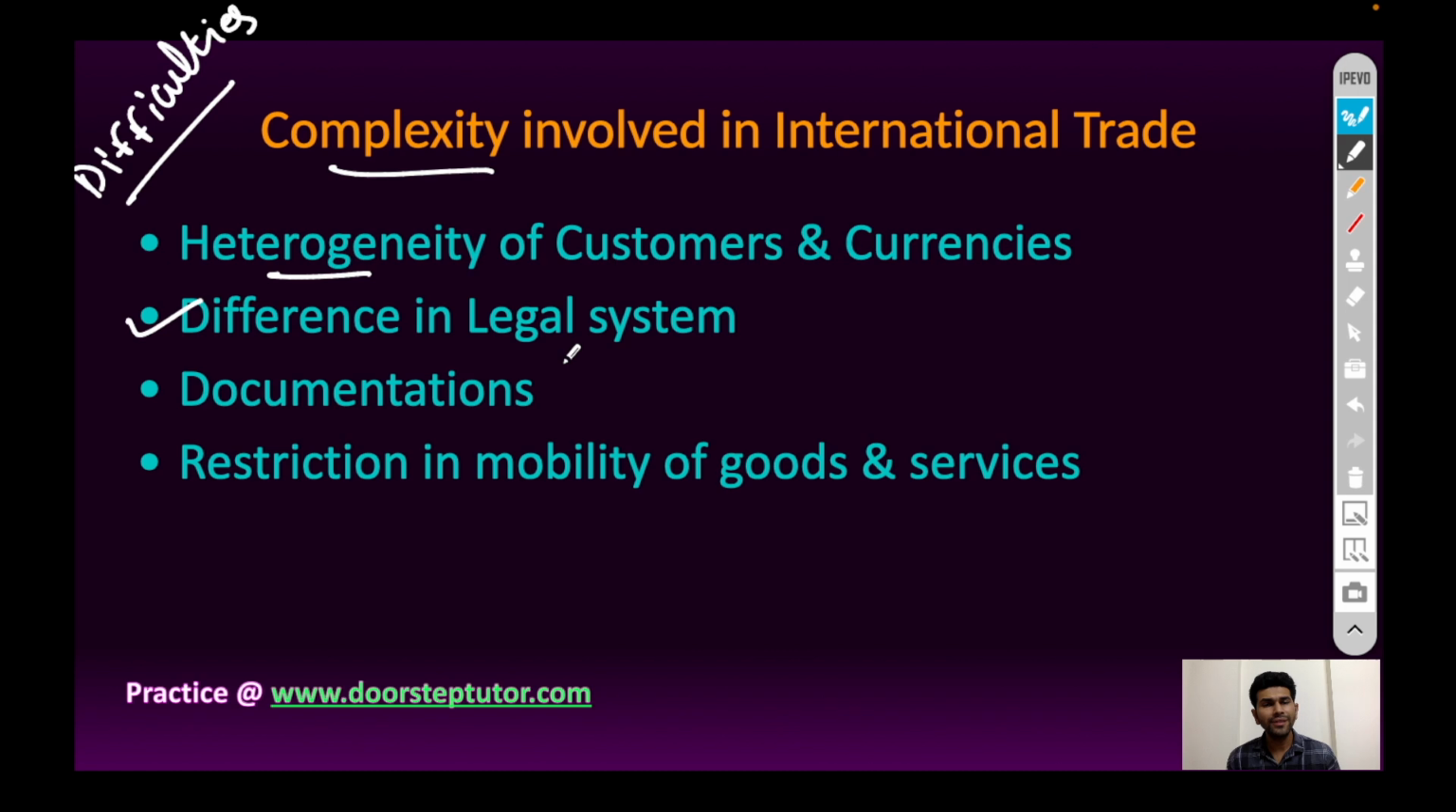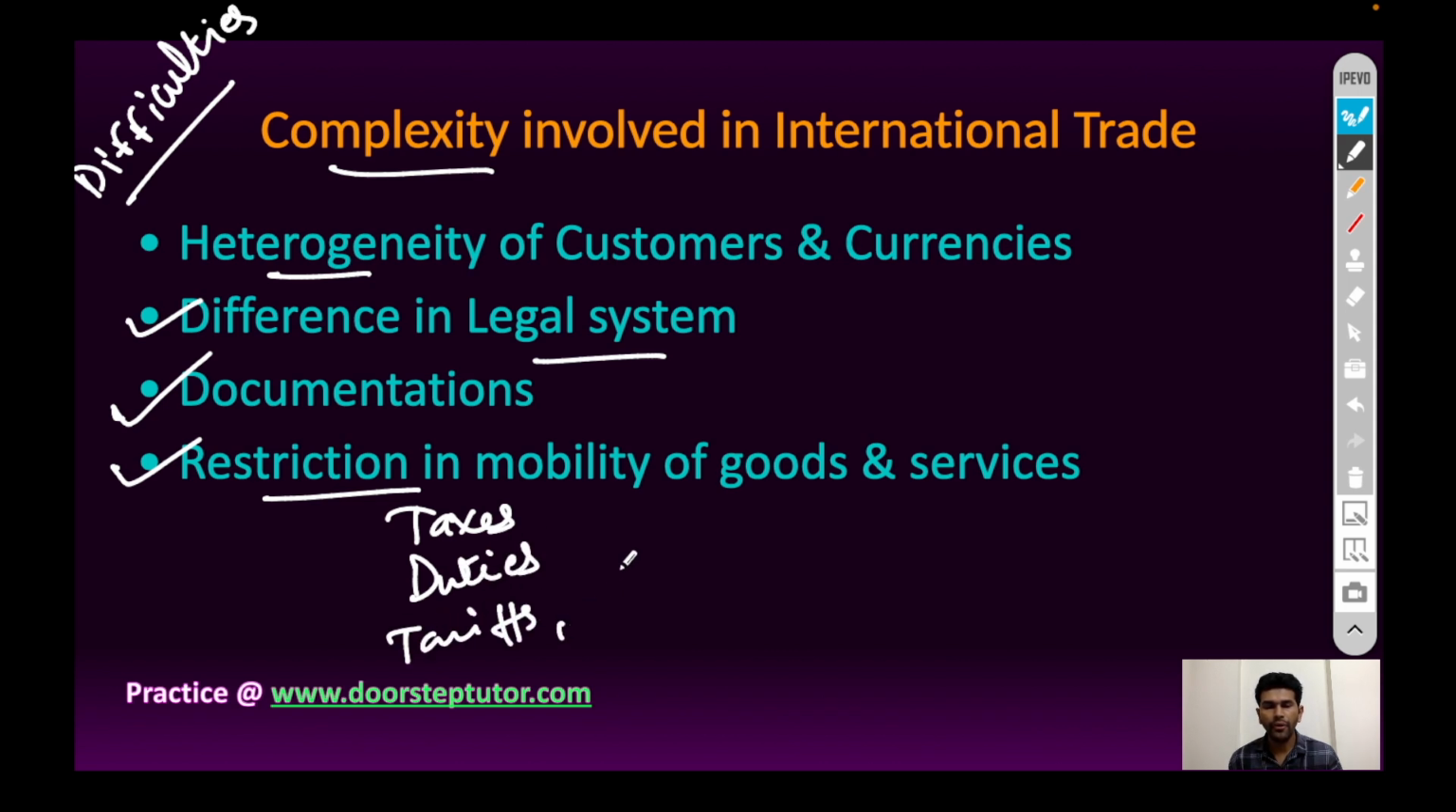Next, difference in legal system. Each country has its own legal system. It may be possible that a product may be allowed in one country and may not be allowed in another country. Next, documentations. Different countries have different documentation required. Restrictions in mobility of goods and services, restriction in form of taxes, duties, tariff barriers, non-tariff barriers, quota, etc.